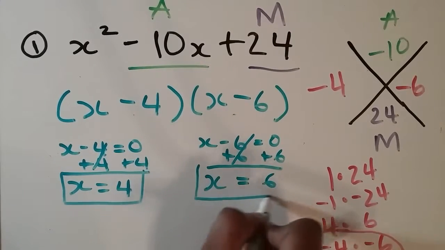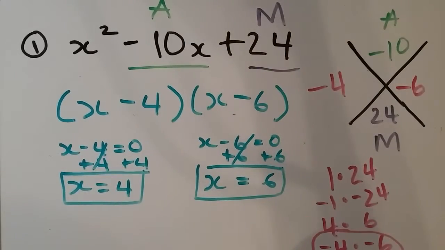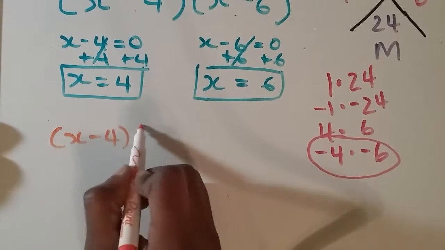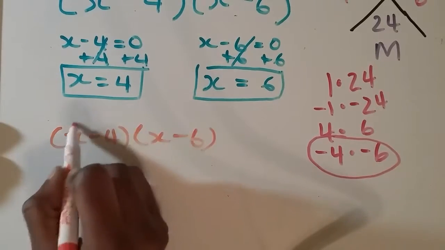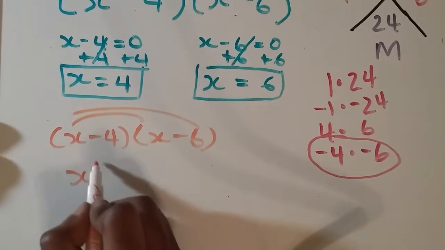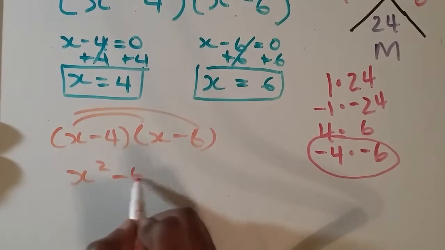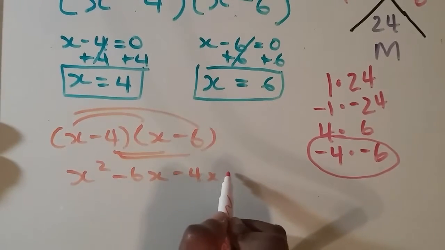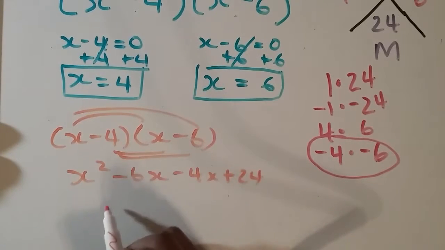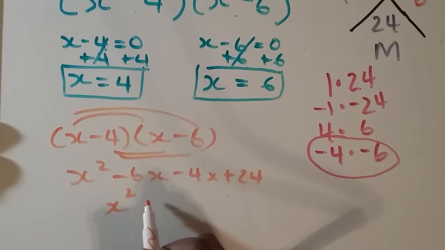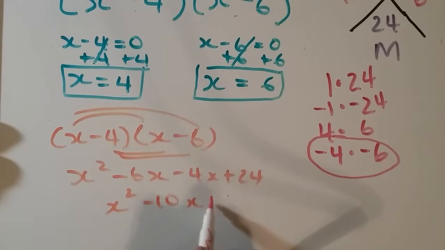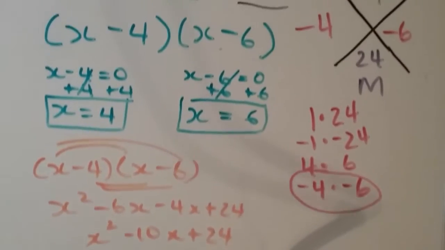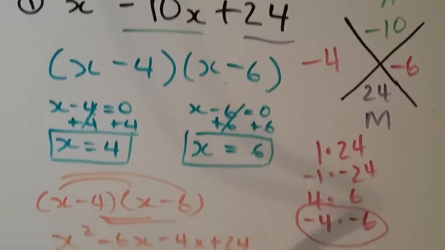Since we spent all that time getting those zeros, we want to actually make sure that the zeros we got are correct. So we do that by multiplying the two binomials that we got previously, and we see if multiplying those binomials gives us our first quadratic equation. And when we multiply x minus 4 and x minus 6, we get our original quadratic equation, x squared minus 10x plus 24. So we know that our zeros are real zeros.